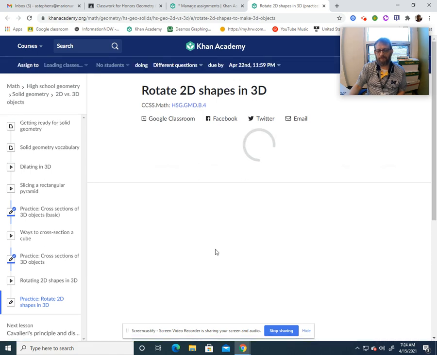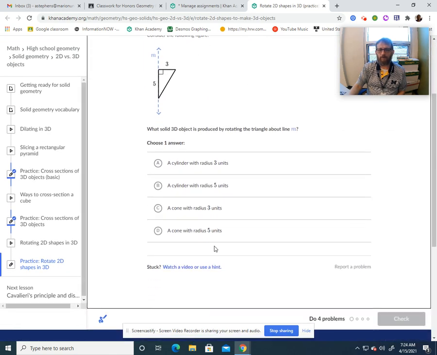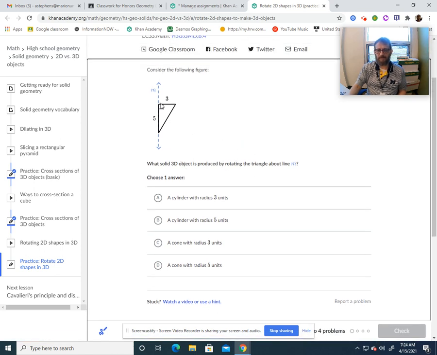Now, what this is doing is we're having to visualize again what solid 3D object is produced by rotating the triangle about this line. So imagine it doesn't move. That's solid. You could grab this corner and you could pull it, and as you pull it, it turns solid. So as you're pulling, this is going to come off the screen. It's going to spin around. Okay, that top is going to make a circle. And then it's all going to feed down to a point.